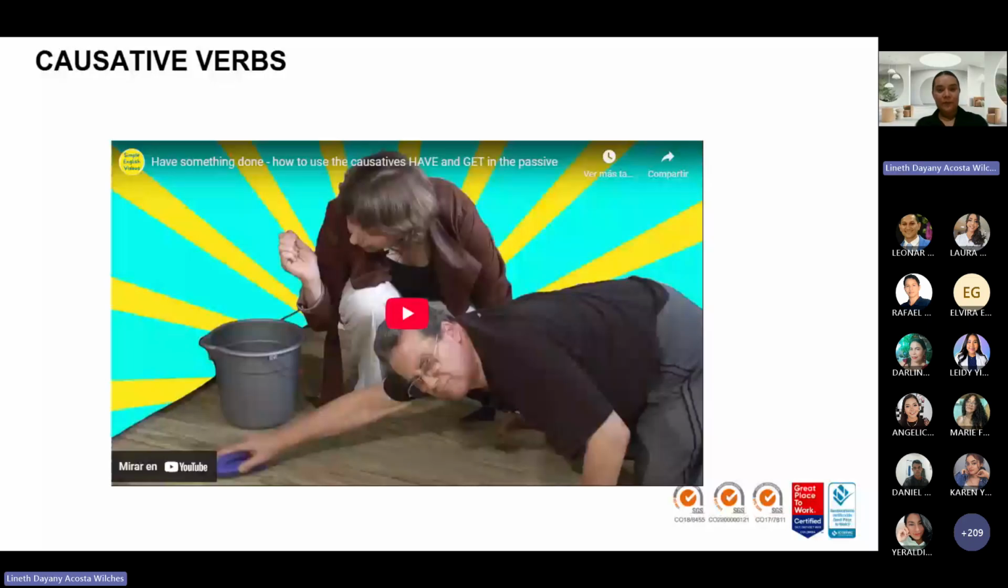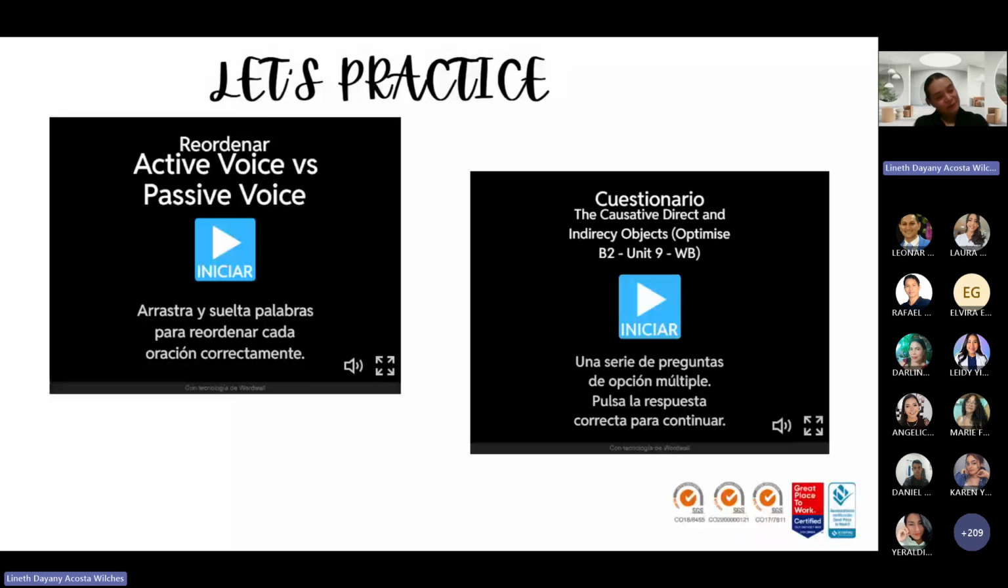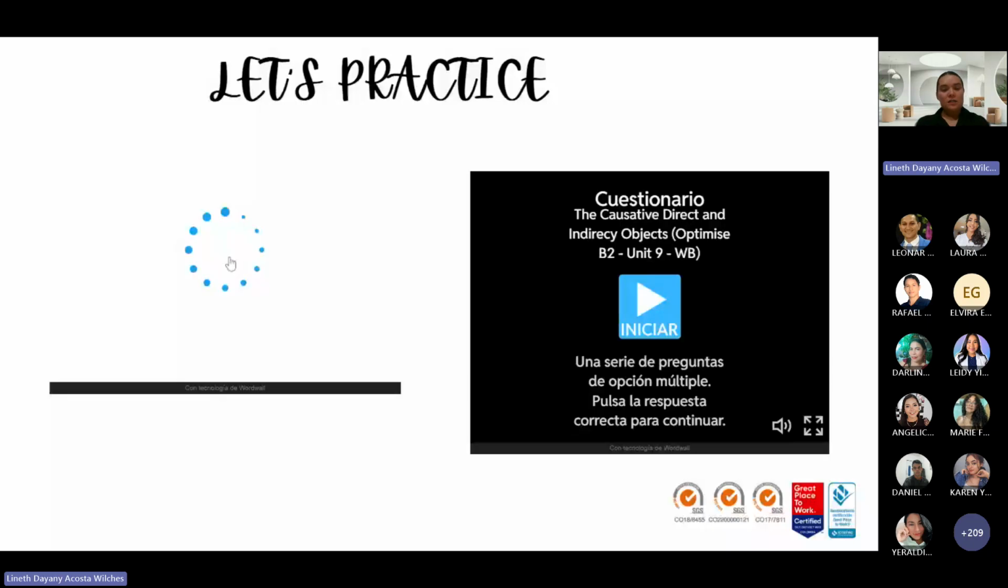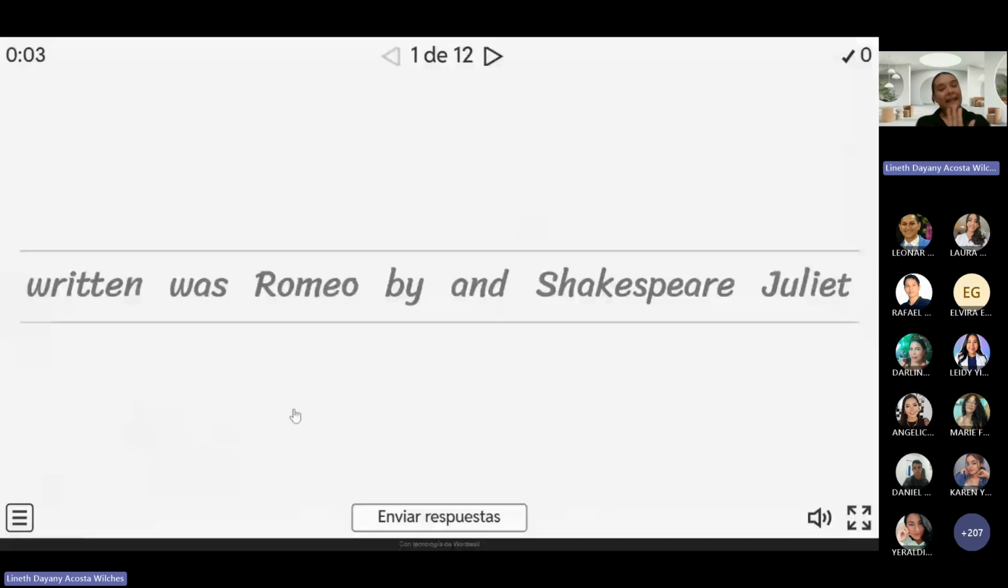Okay, well, it is the time to put into practice what we have learned. So here we're going to start with active voice versus passive voice. For this activity, you have to order the sentences in passive or active voice. So you're going to tell me how we organize it. Just open the microphone and talk to us.